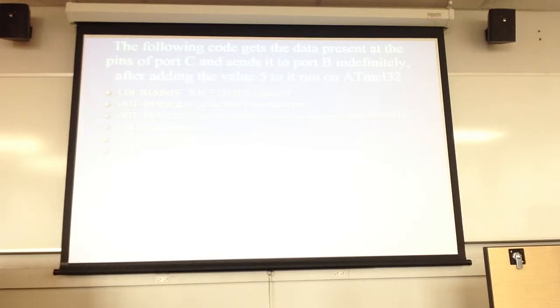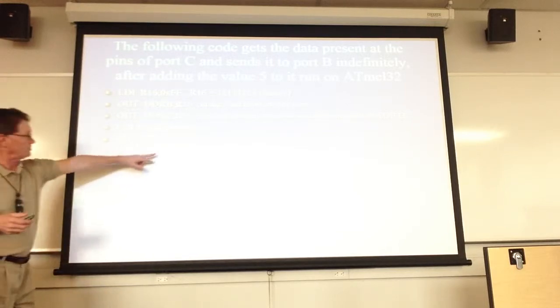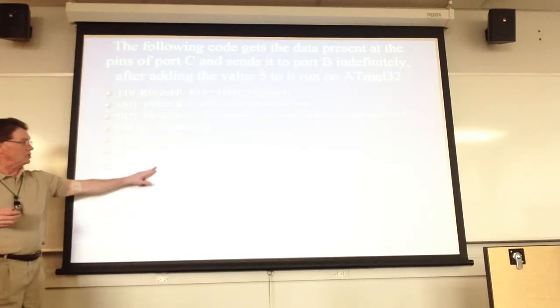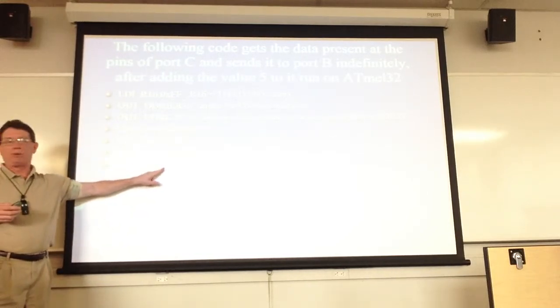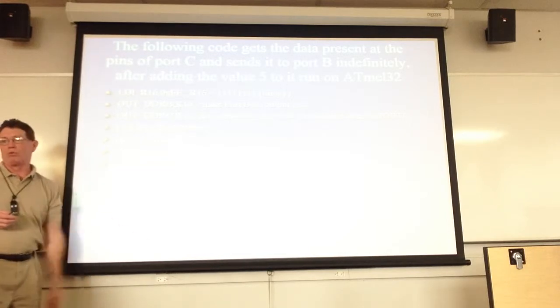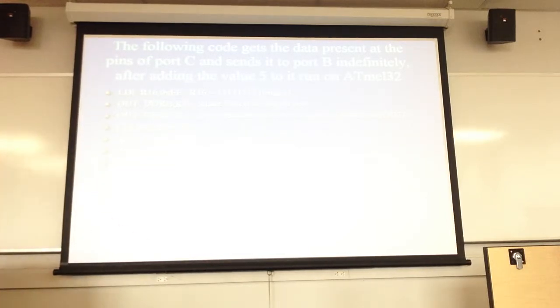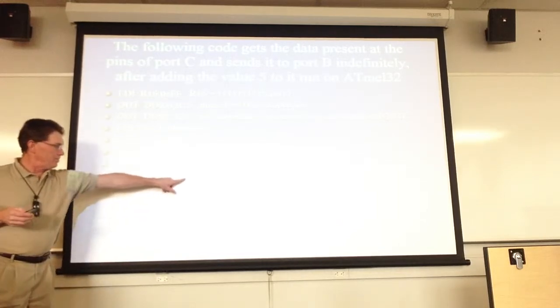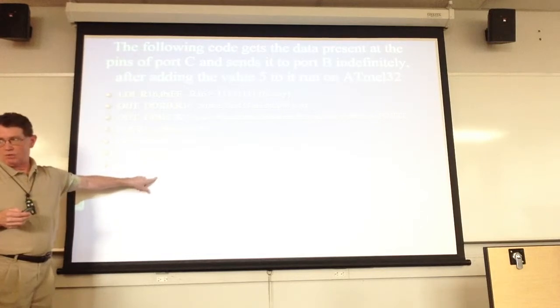Now I load up the register R16 with all zeros, and then I'm going to out the data direction register. Now I'm forcing port C to be an input port, okay? And here I have just a label, in, so I'm going to grab something from pin C, and it's now going to go into R16.